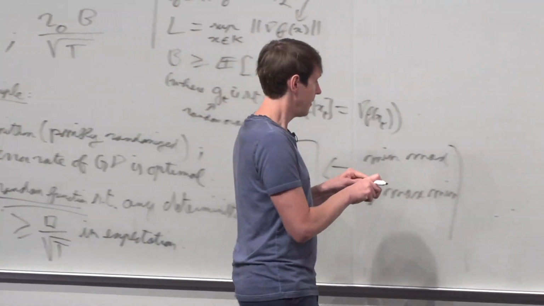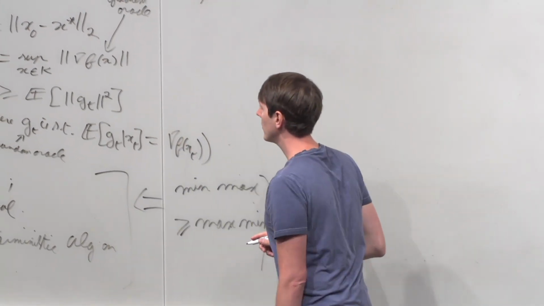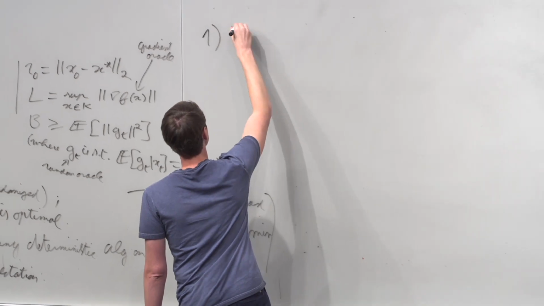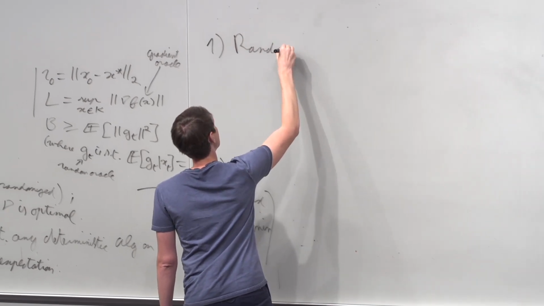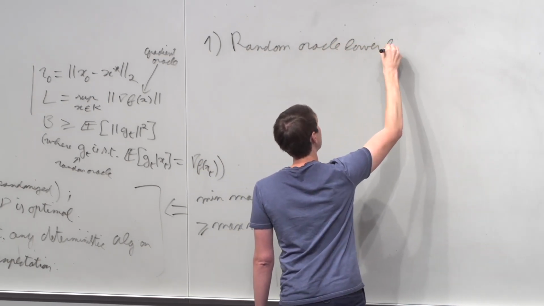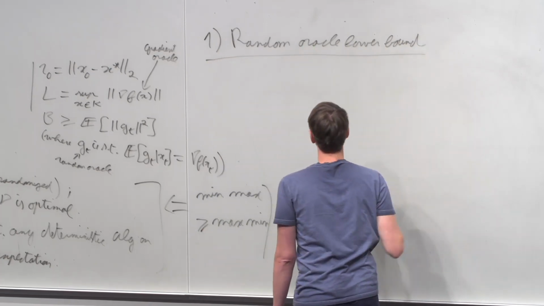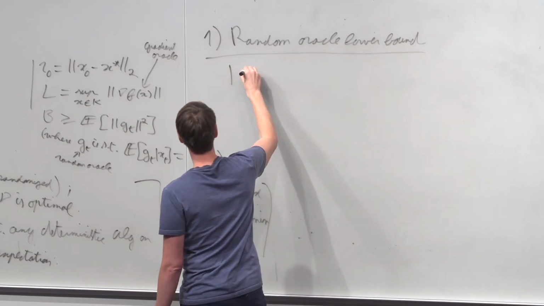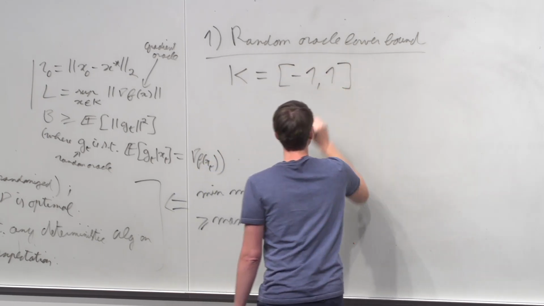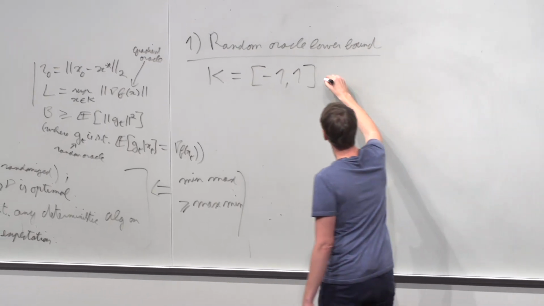Okay, good. All right, so let's do the first lower bound, which is going to be with a random oracle. Random oracle lower bound. And you will see my random function is going to be so simple, really, really elementary. So the setting is like this. K, my constraint set, is just the unit interval, minus 1 to 1. Very nice, very simple.